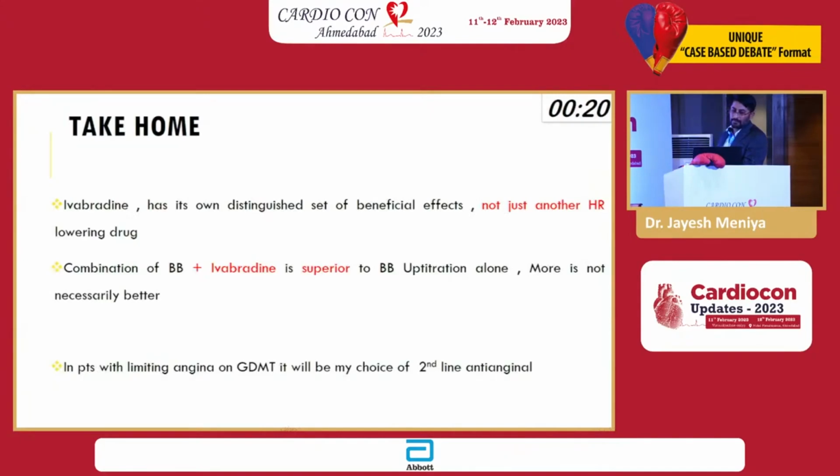So the take home message from me is that ivermectin has its own distinguished set of beneficial effects, not just another heart rate reduction drug. Combination of beta blocker with ivermectin is superior to beta blocker up-titration alone. More is not necessarily always better. In a patient with limiting angina on optimal medical therapy, it may be a second choice drug, in particular in this case scenario.